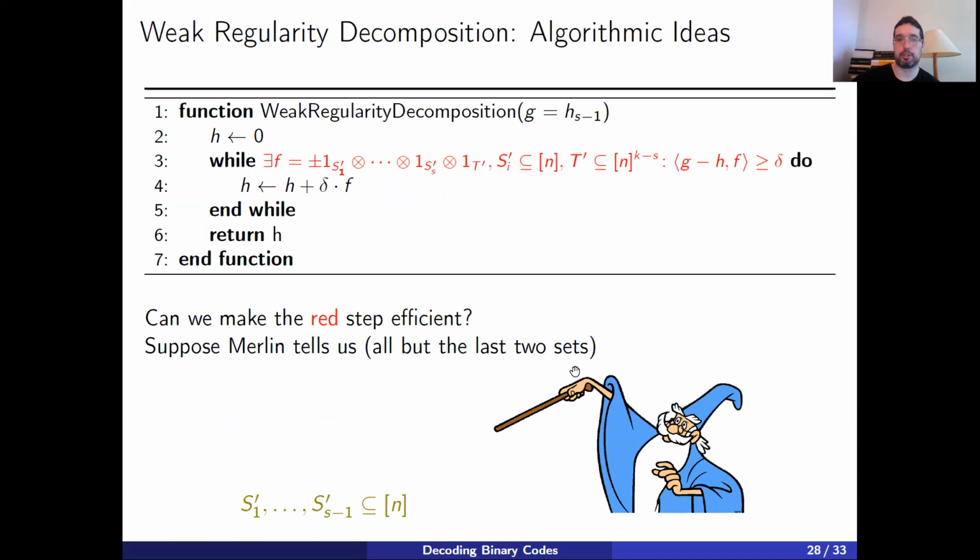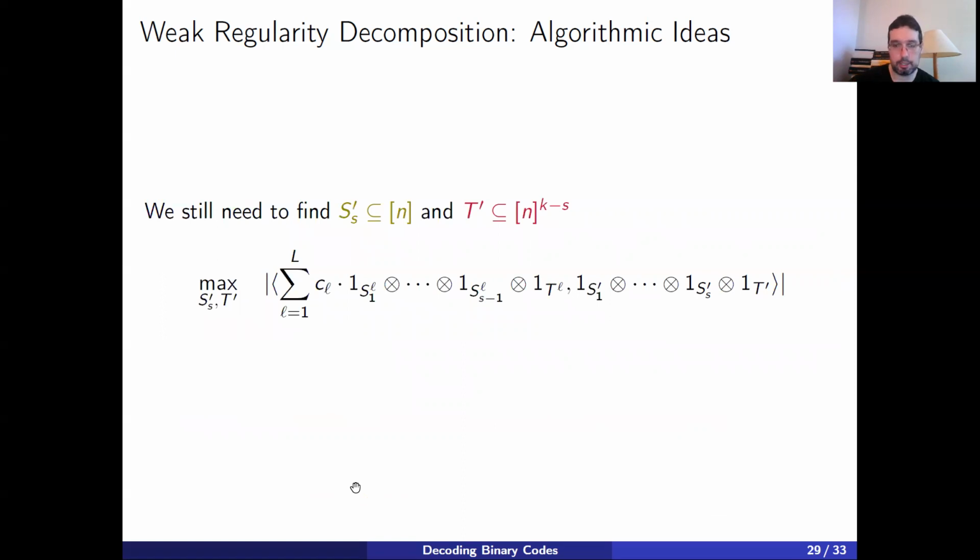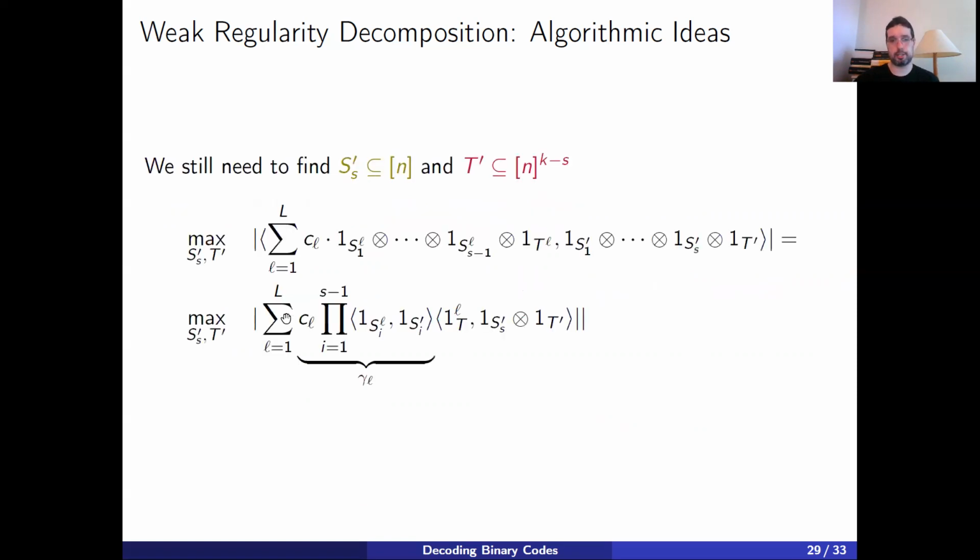And we can ask Merlin. So suppose at this point that Merlin tells us all but the last 2 sets. So we have S1 prime all the way to S minus 1 prime. So we have all the initial segment of sets. And let's see if that's helpful. And that is going to be indeed quite helpful. But we still need to find two extra sets, right? The 2 last sets is up to us to find. So Merlin told us the other sets, and we are trying to solve this optimization problem, right? Of trying to find those 2 last sets.